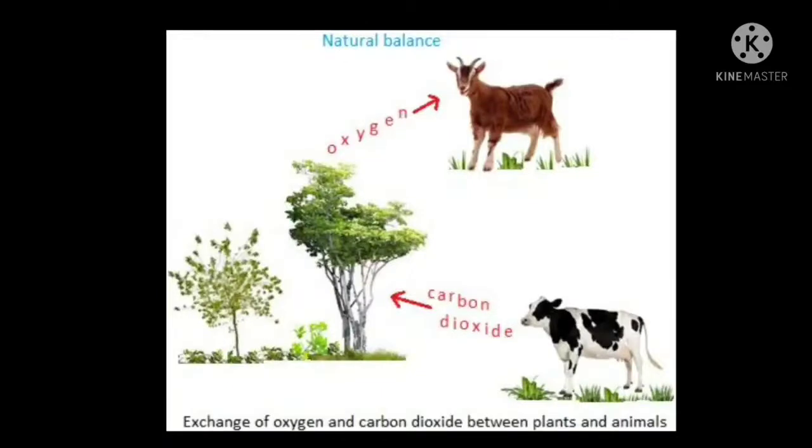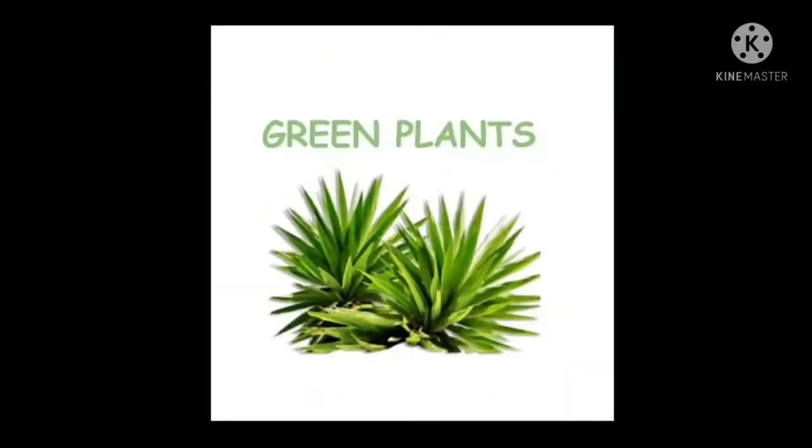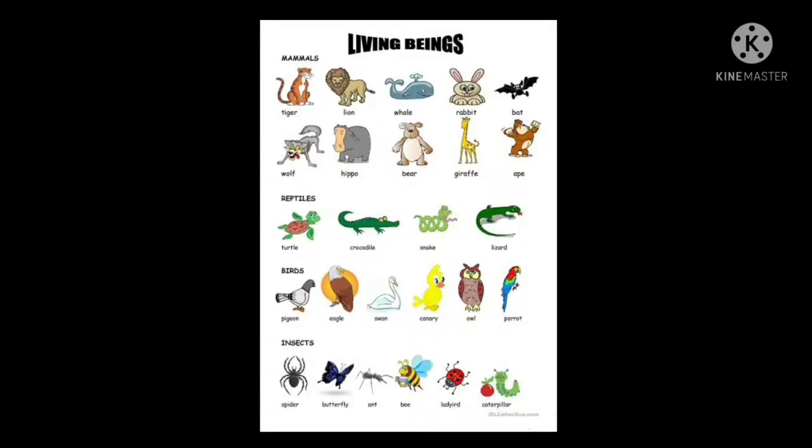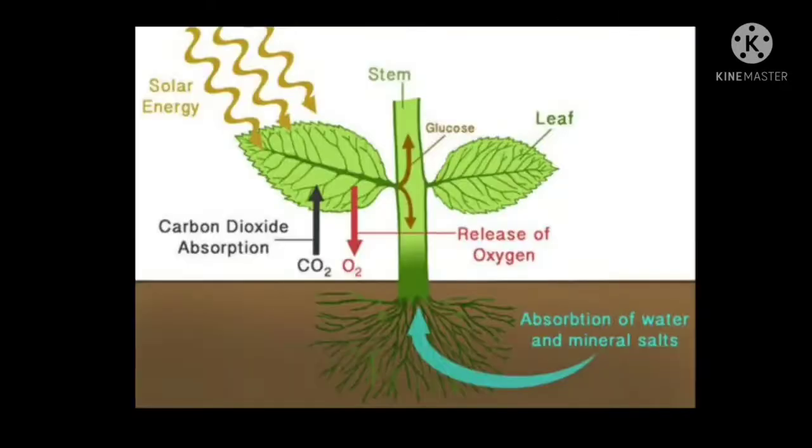Animals and plants depend on each other. Green plants provide food to human beings and animals in the form of vegetables, fruits, nuts, and grains. Animals cannot live without this food. Plants also release oxygen during photosynthesis and freshen up the air. Oxygen is used for breathing by animals and human beings. In turn, animals breathe out carbon dioxide, which the plants need to prepare food.